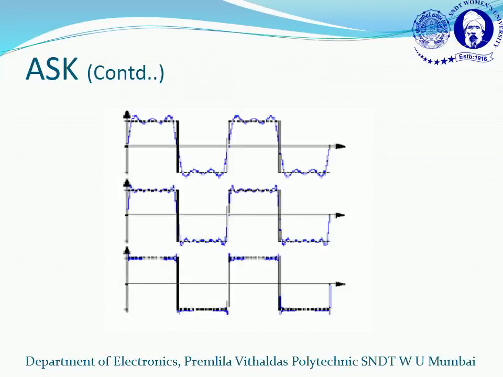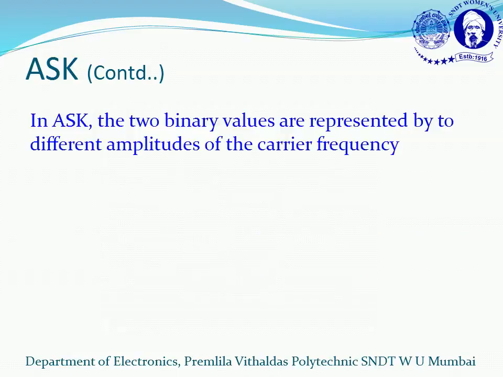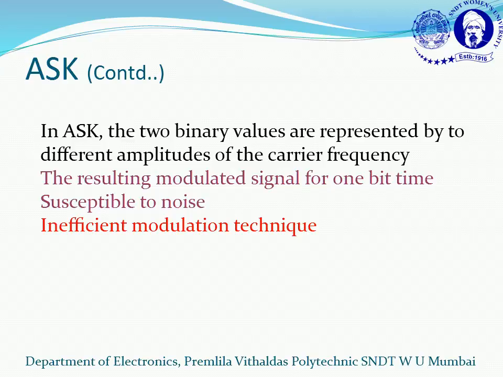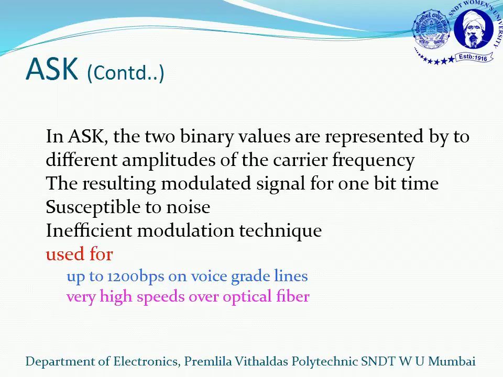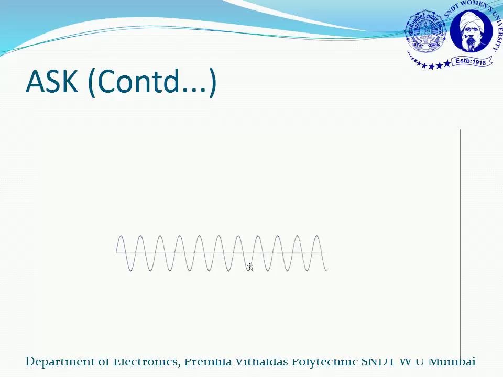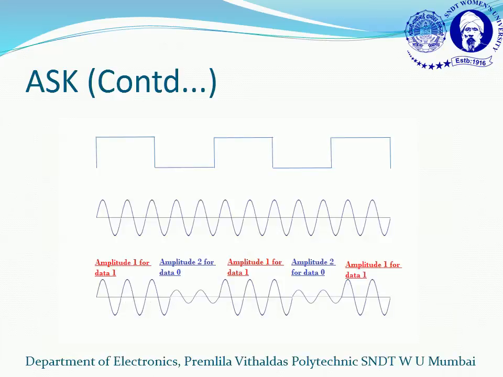Amplitude is a parameter which highly suffers in transmission. It is highly susceptible to noise and interference. In ASK, we use two different amplitudes of the carrier frequency to represent binary values 0 and 1, making it more susceptible to noise and an inefficient modulation technique. This technique is suggested over voice grade lines operating below 1200 bps. Here in this diagram, we are showing a waveform for ASK modulation. Here you can observe that we have used two different amplitudes to represent 0 and 1.